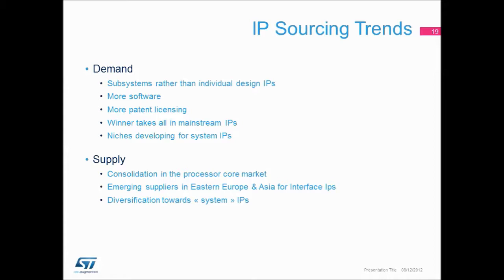On the supply side, we see consolidation in the processor core market, CPU, DSP, GPU, with choices being fewer and fewer there. We see emerging suppliers in Eastern Europe and in Asia, on interface in particular. And we see diversification towards more system IP, which is also the same as before.